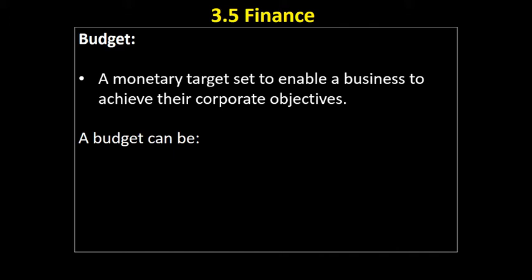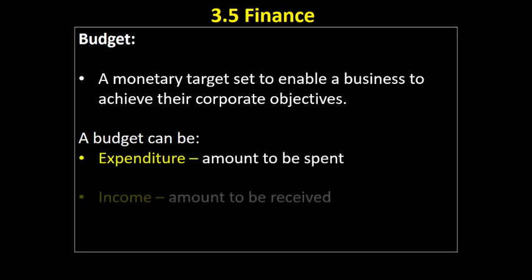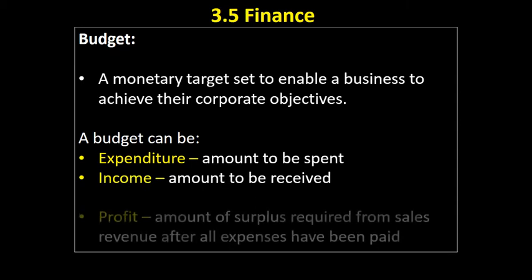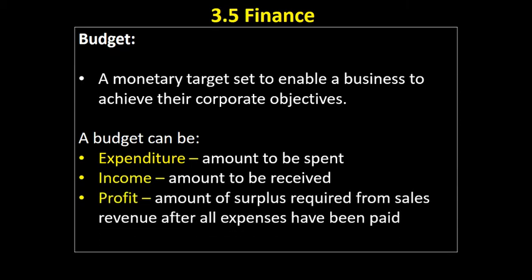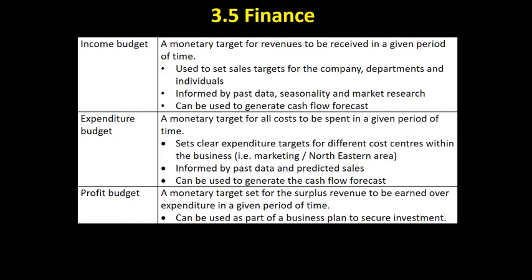Okay, if we've set a target of cost minimisation, then obviously we're going to be looking to reduce our costs, perhaps compared to what they were last year. So a budget could be based on expenditure, it could be based on income, and it could be based on profit. So we'll have a bit more of a look at them on this slide.